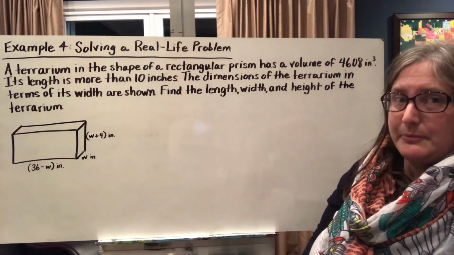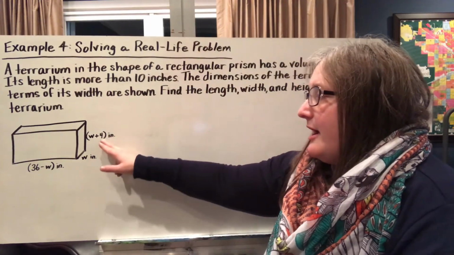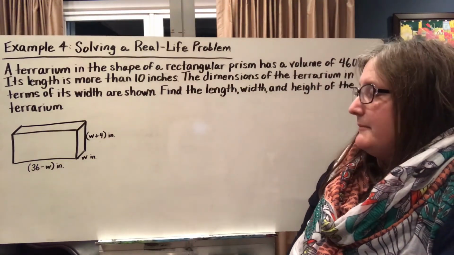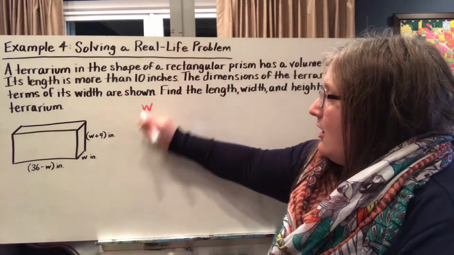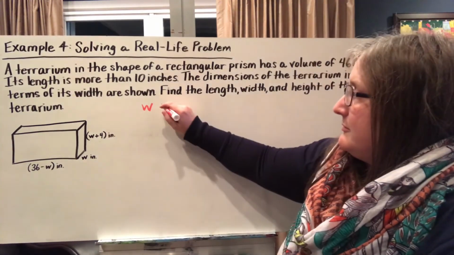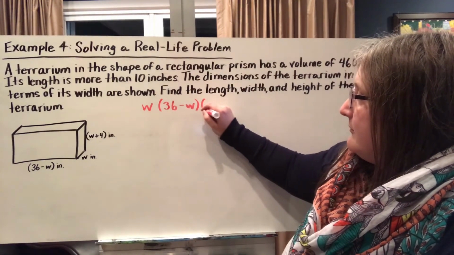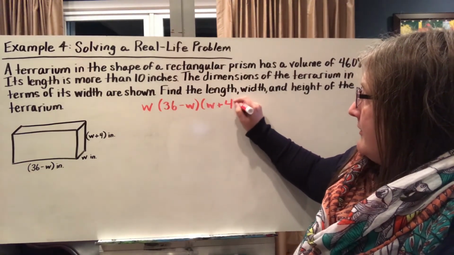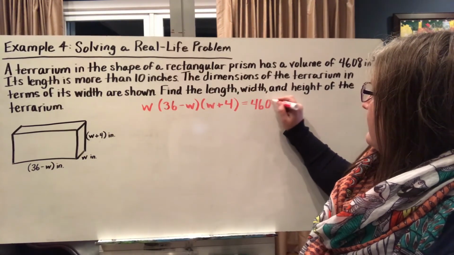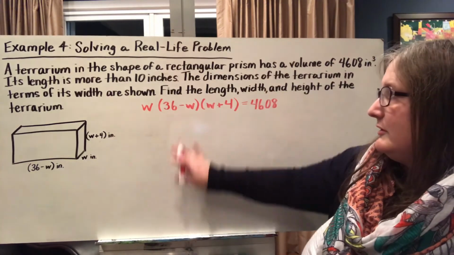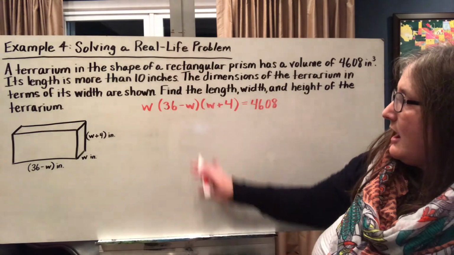Well, for a rectangular prism, the base would be the length times width, and I multiply that by the height to get my volume. So in this case, I'm going to do all 3 of these multiplied by each other. So I'm going to do w times 36 minus w times w plus 4. And this is going to be equal to 4,608.